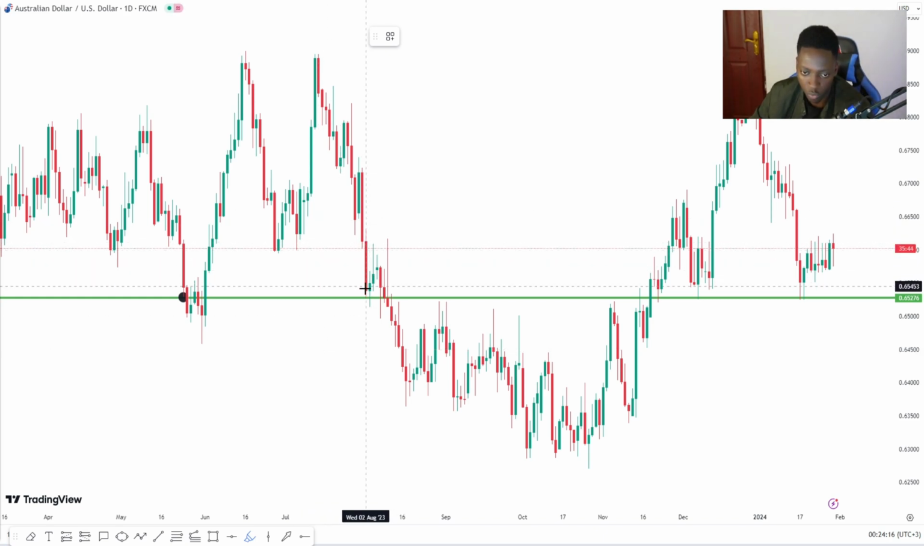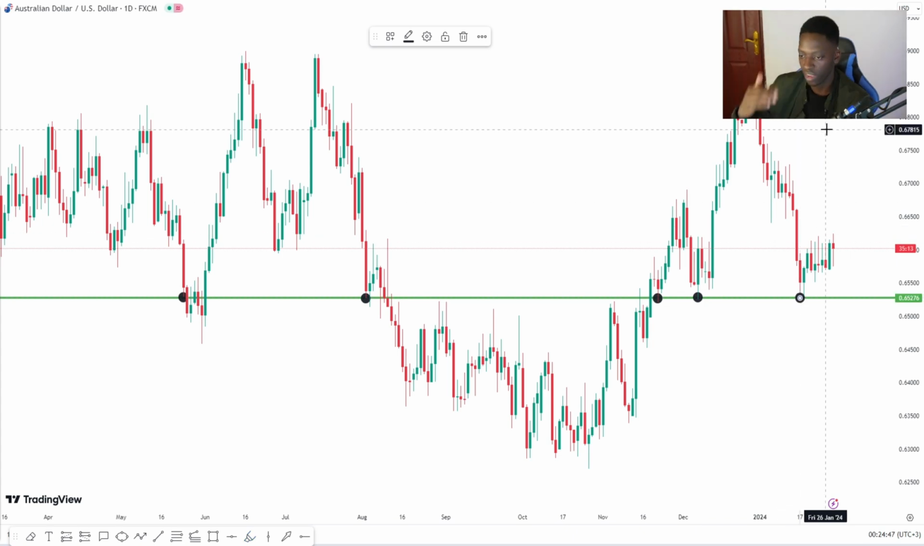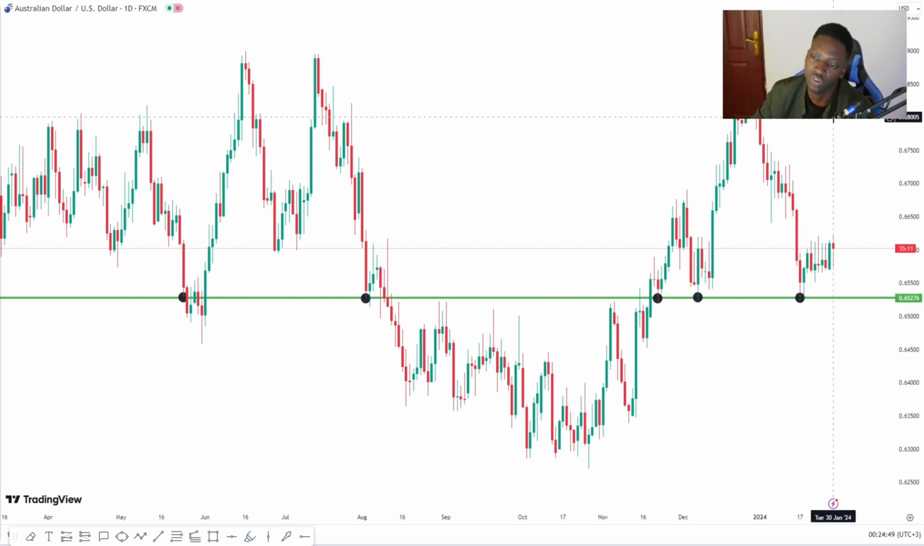Price is selling quite well, touches that level, bounces all the way back up, gets rejected for a second time. Here's the third time. Price is selling, touches there, bounces up. Fourth time, price sells, touches, bounces. So that is a very, very perfect example of a support resistance level.